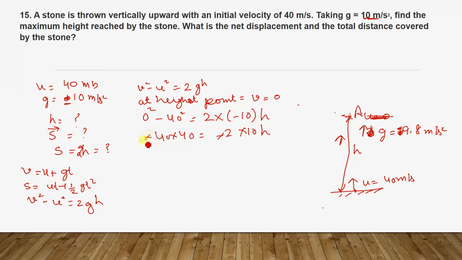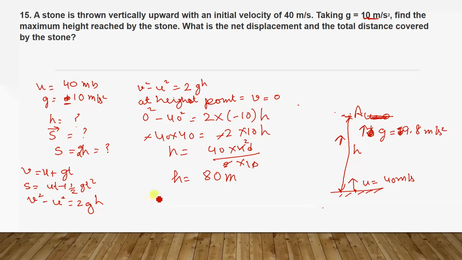Minus gets cancelled with this. So what will be h? Very easy. 40 into 40. Here this 2 and 10 will move down. So the height comes out to be 80 meters. Okay. Now what is the net distance and net displacement?